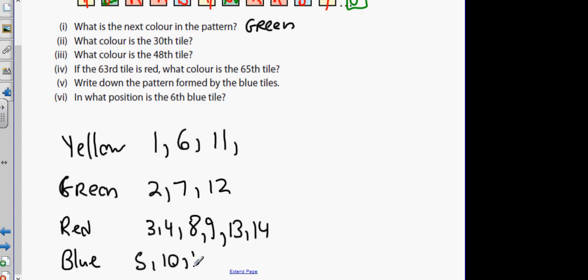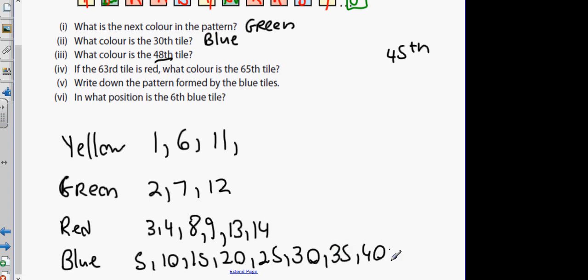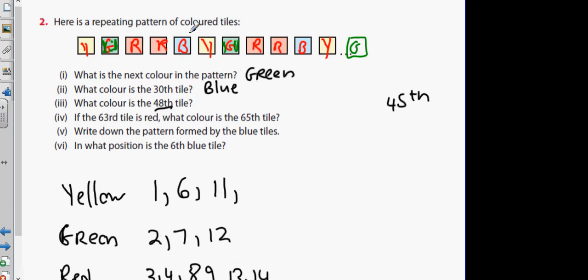5, 10, 15, 20. Now, which colour is the 30th tile? Can anybody tell me? It's blue because it goes all the way up to 30. So blue. Say the 48th tile, lads. What colour is the 45th tile? Can somebody tell me? It's blue because blue goes all the way up in 5s. Now, go up to the blue tile and count up 3. You're 3 short. So go to your first blue tile and count up 3. 1, 2, 3. The 48th tile will be red. Happy enough with that? Okay.